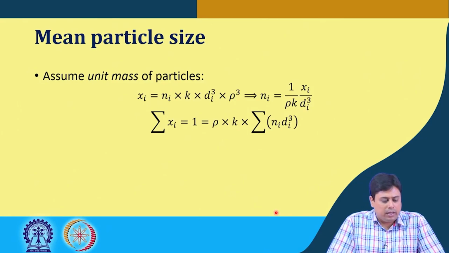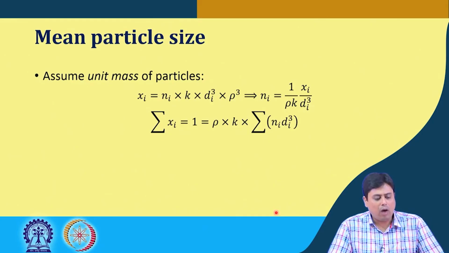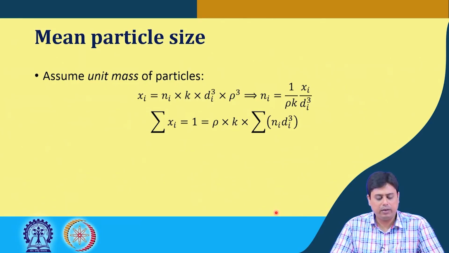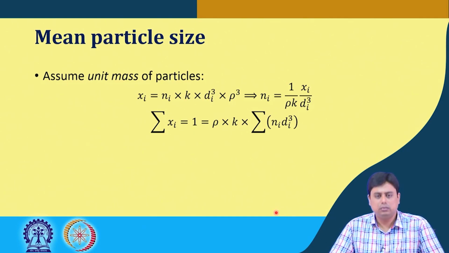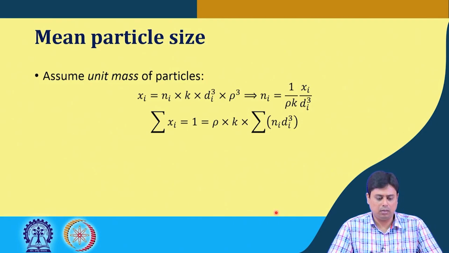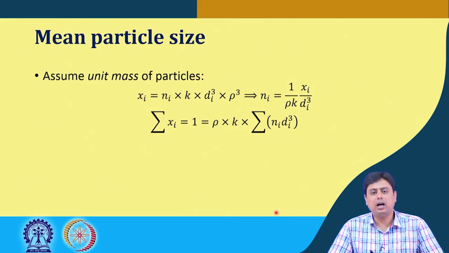So, now let us look into the mean particle size. How to calculate such a mean particle size? We have seen the theoretical part. Now, let us see how one can really calculate the mean particle size from a collection of particles, or a sample which has particles of different sizes. So, let us assume you have unit mass of particles where xi is the mass fraction of the ith component of the size.